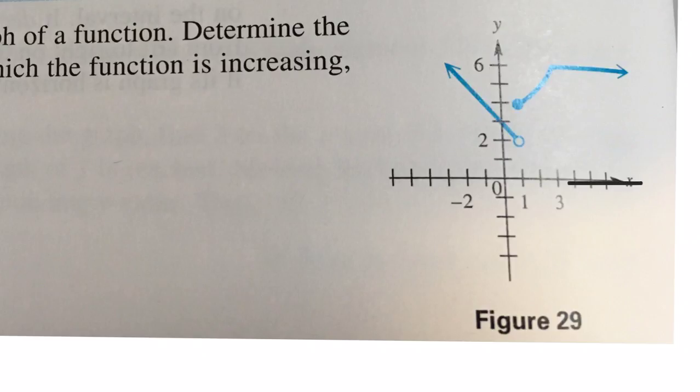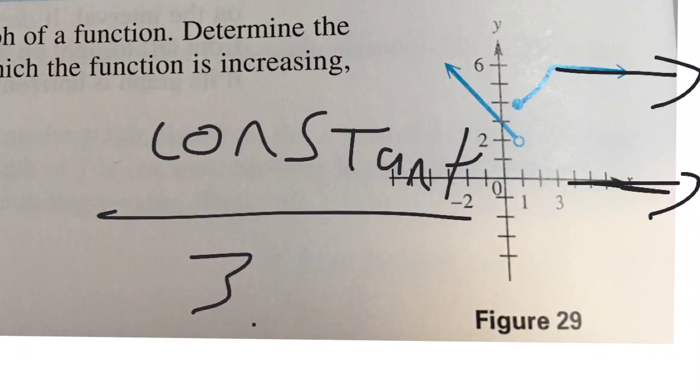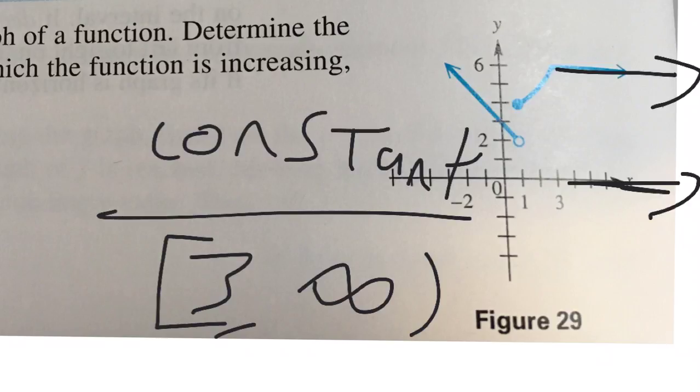If you notice, from positive 3 onward, as x values increase, the y values are staying the same. So it's constant from 3 to infinity. Since you can never touch infinity, it'd be parentheses around the infinity. But since it can be equal to 3, there'd be brackets around the 3.